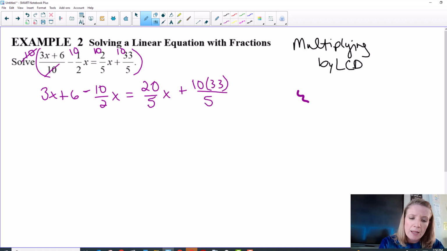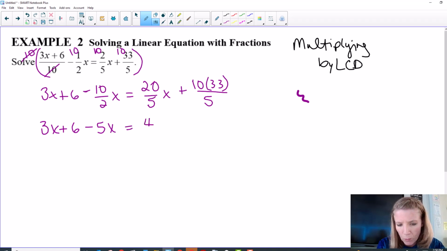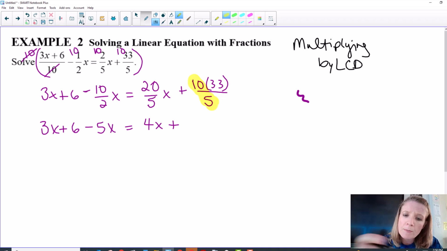And I'm going to simplify. The 10, I'm going to bring down my 3x plus 6. The 10 and the 2 is 5. The 20 and the 5 is 4. Plus, 5 goes into 10 two times. So that's 2 times 33, which is 66.